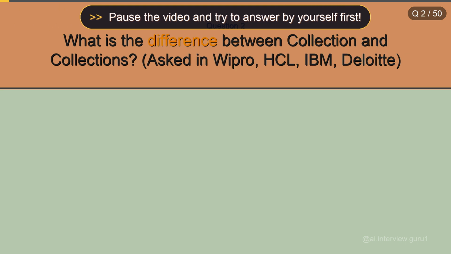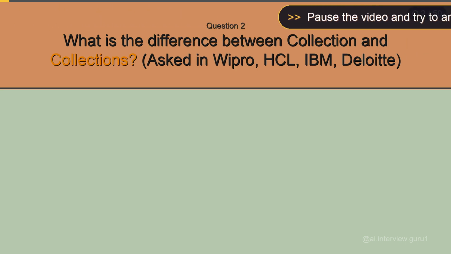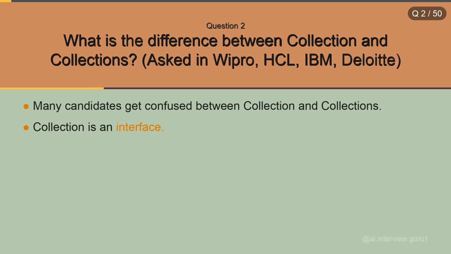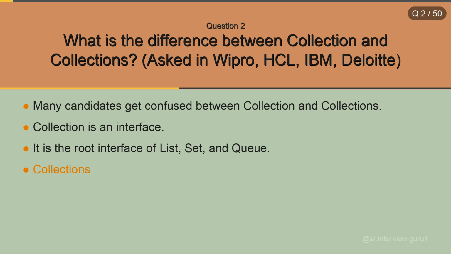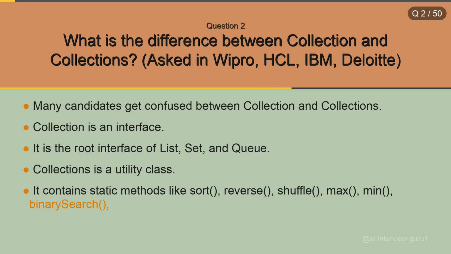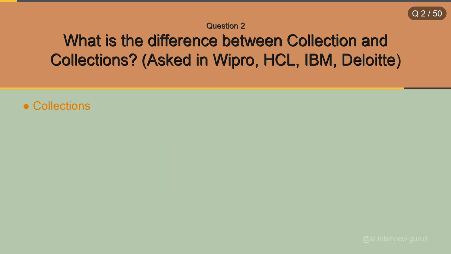What is the difference between Collection and Collections? Many candidates get confused between Collection and Collections. Collection is an interface. It is the root interface of List, Set, and Queue. Collections is a utility class. It contains static methods like sort, reverse, shuffle, max, min, binarySearch, and synchronizedCollection. Remember it this way. Collection stores data. Collections performs operations on data.